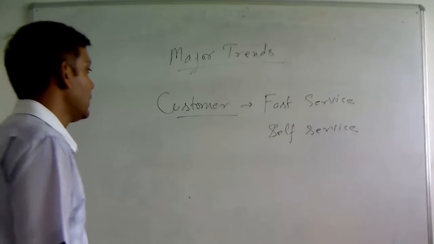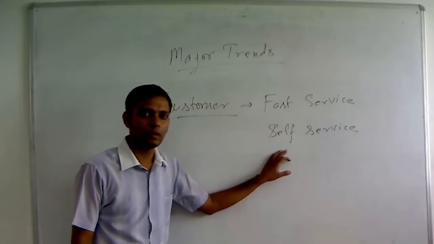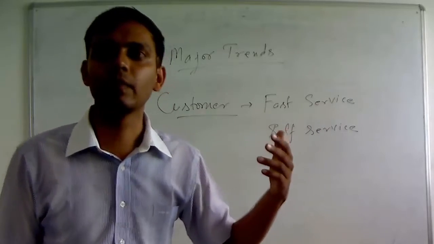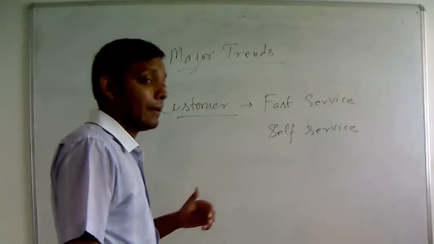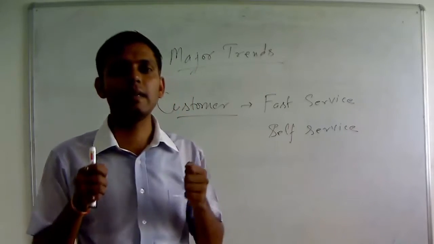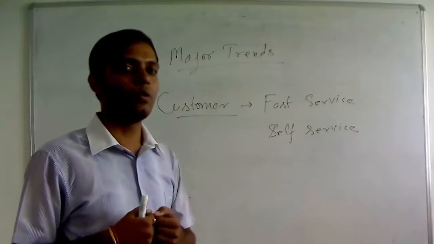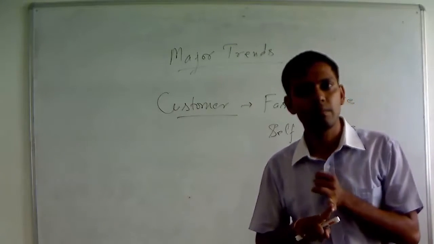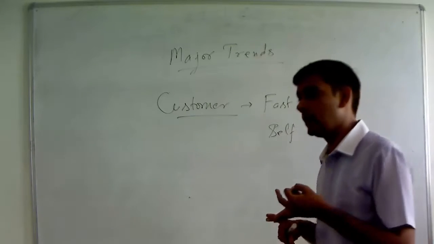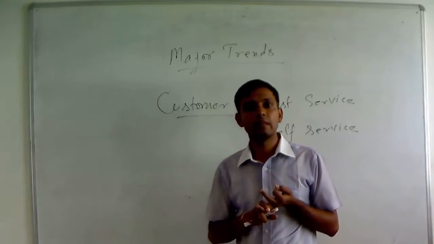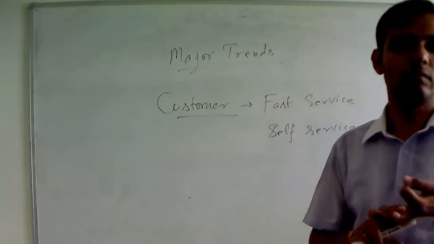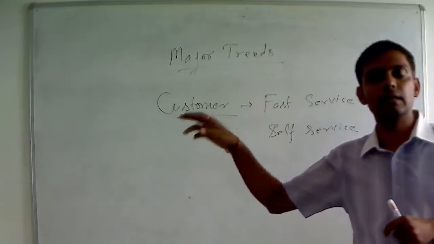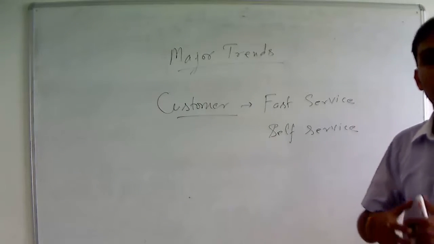Self-service means I have become more competent to do my things by the use of the internet, technology, devices, mobile, anything. These devices give me a medium to do my things on my own. For example, if I buy online, I browse the website on my own, select my product on my own, give my details, email address, delivery address on my own, make my payment with an online transaction or credit card, and then place an order.